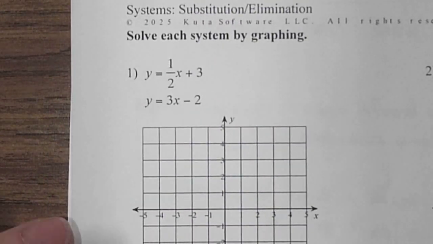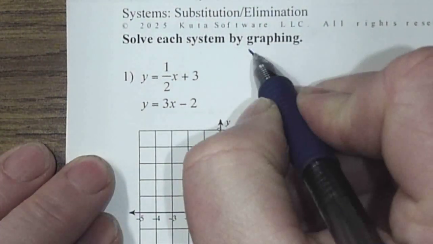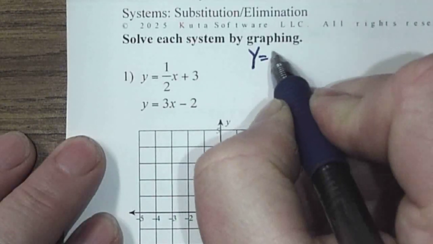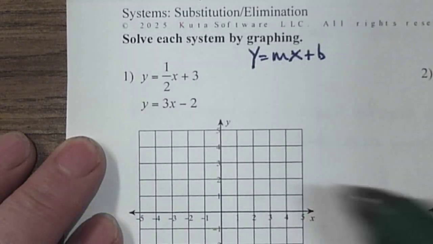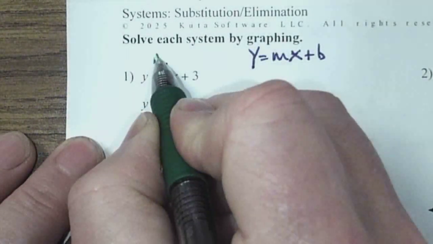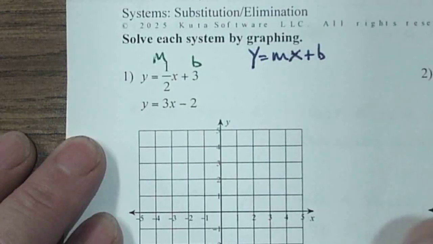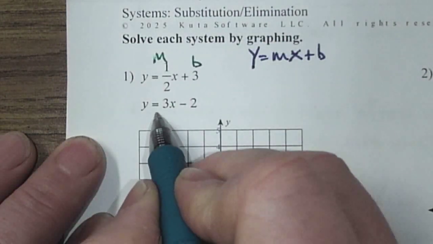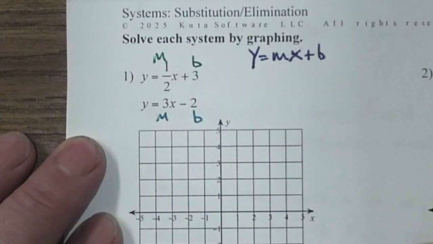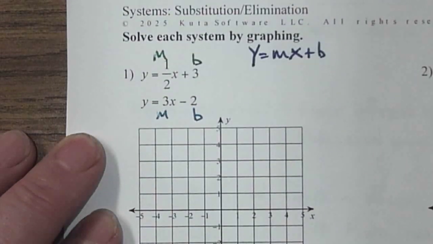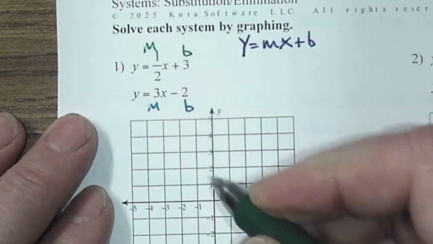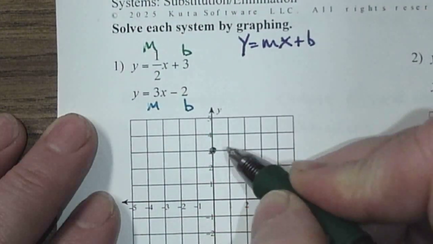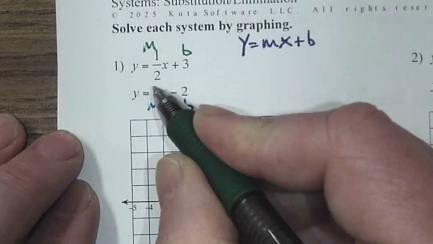First, graphing. All right. Now both of these are in that slope-intercept form, y equals mx plus b. And so here, m is 1/2, b is 3. And over here, m is 3, b is -2. Okay, so basically what we want to do in this kind of situation is graph and see where they cross. So I'm going to start here. B is 3, so the y-intercept is 3. So dot here on the y-axis at 3.